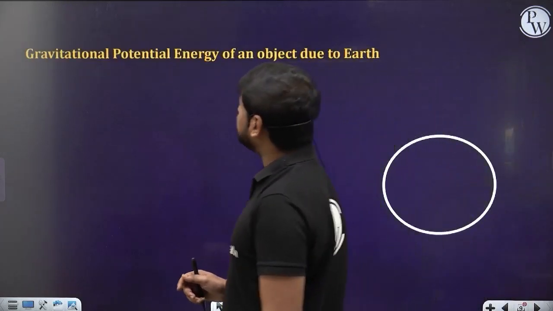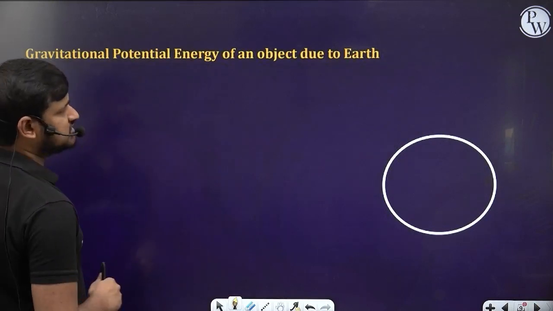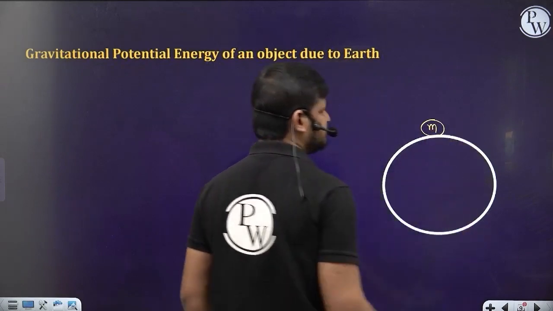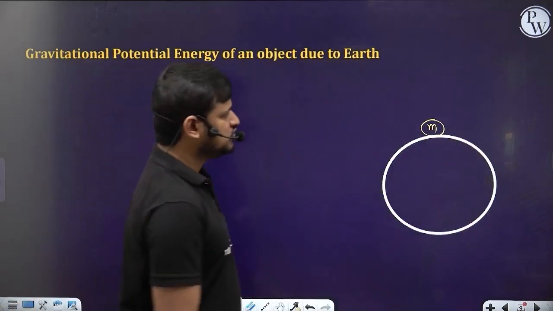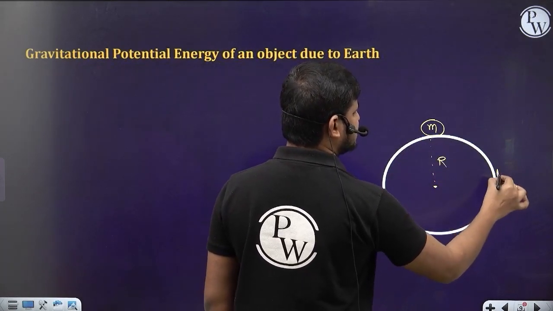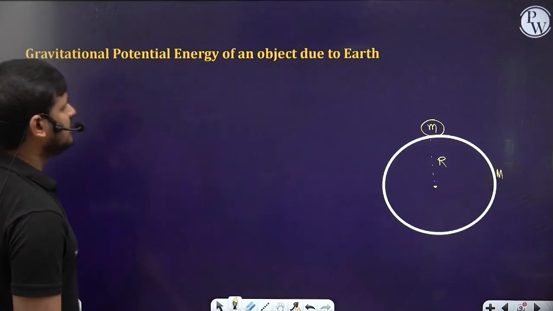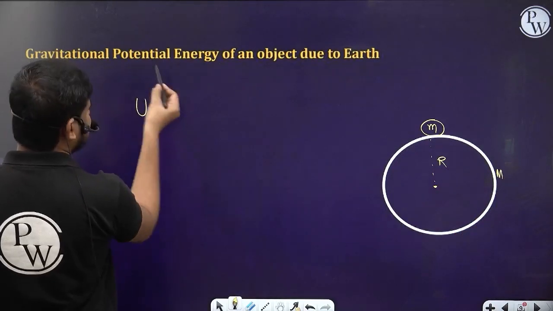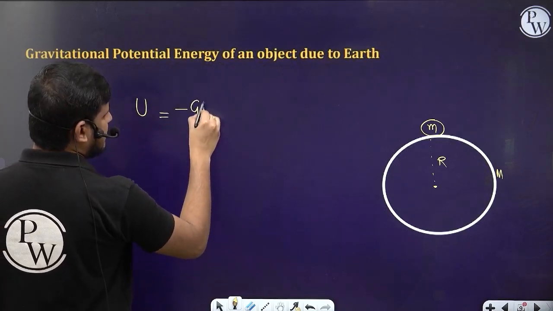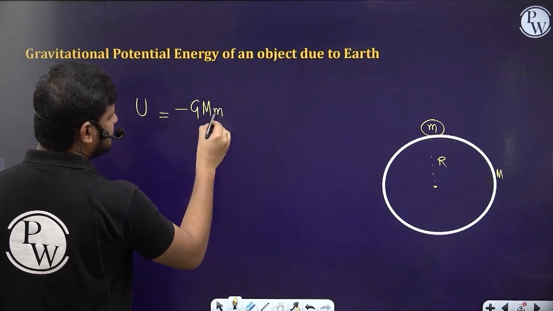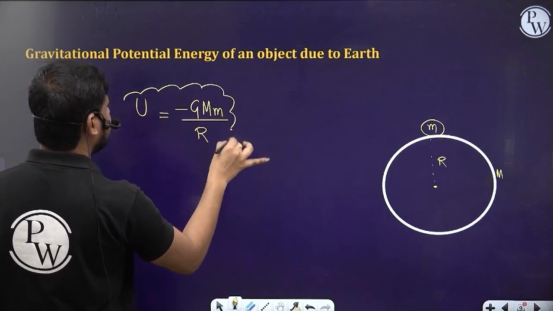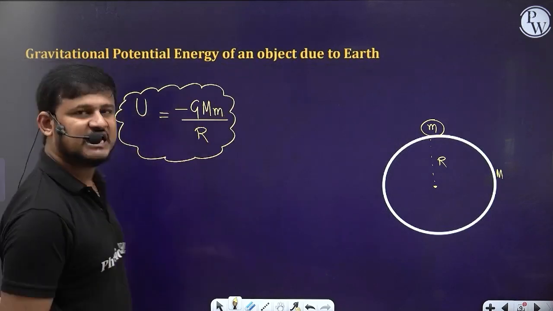So the gravitational potential energy of an object due to the earth. Let's suppose a mass m is placed on the surface of the earth. Consider the radius of the earth to be r, and the earth has some mass M. Then the gravitational potential energy between these two will be given as minus G, mass of the earth M, and small m is the mass of the object, by the distance r. So minus GMm by r.